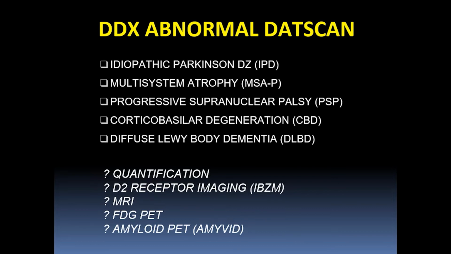FDG PET is likely usually not helpful for differentiation between these two entities. It does have some characteristic findings, say in diffuse Lewy body dementia. Certainly if you have occipital hypometabolism or the preserved FDG uptake in the posterior cingulate gyrus, you may suggest it. But usually you do not recommend a clinician obtain an FDG PET to help differentiate between these disorders. And unfortunately, amyloid PET likewise does not have a role.